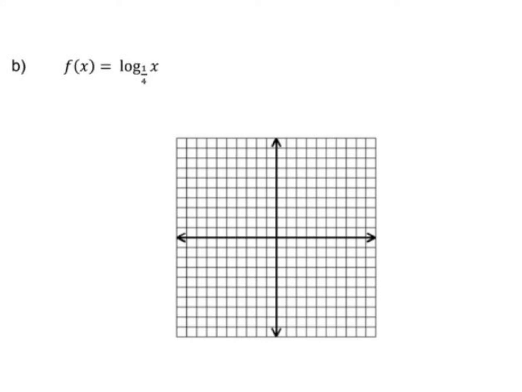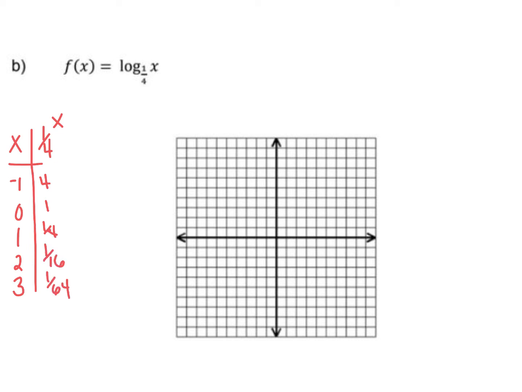Try this next one on your own. Press play when you're ready to check your answer. So the inverse would be 1/4 to the x. So this would become 4, 1, 1/4, 1/16, and then 1/64. Then you're going to switch them.